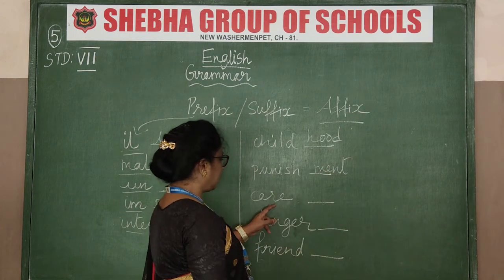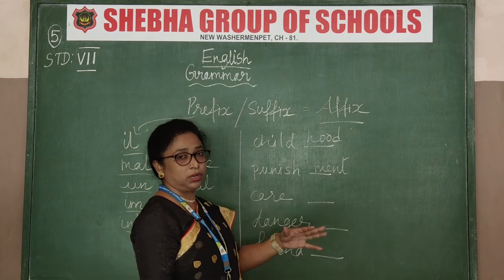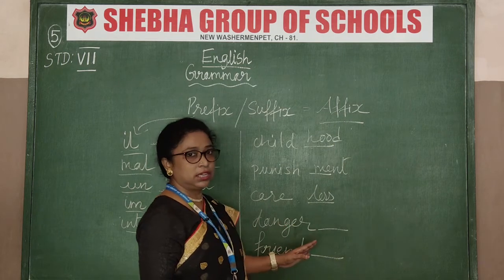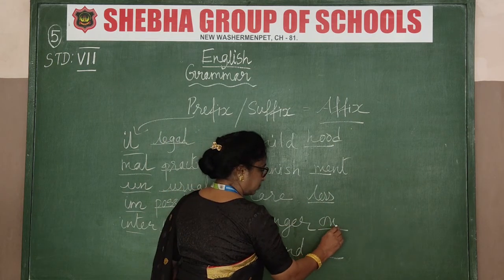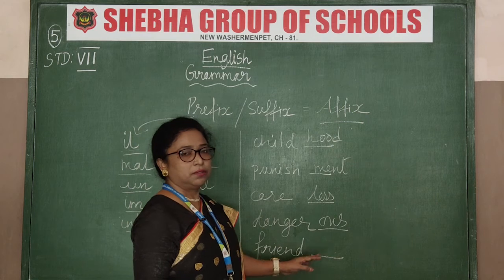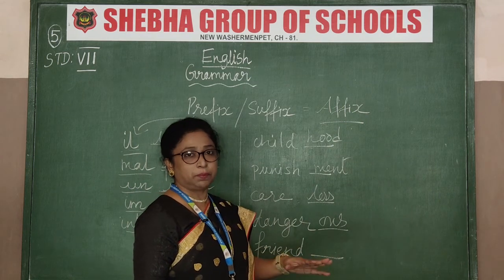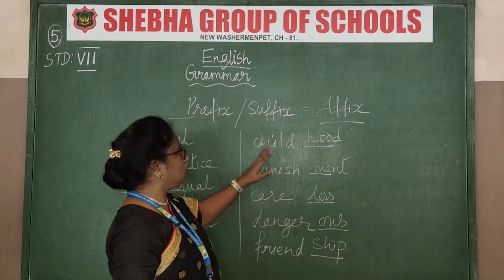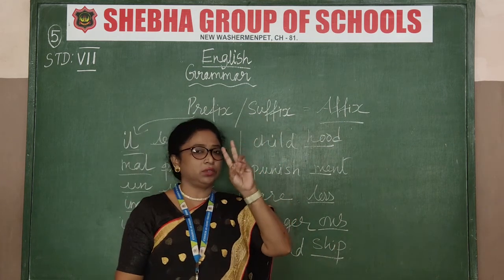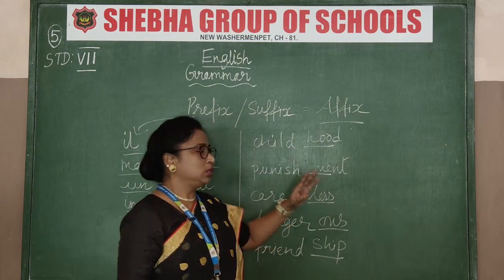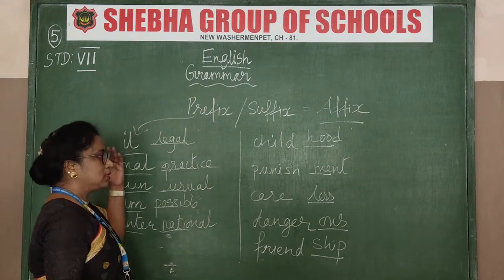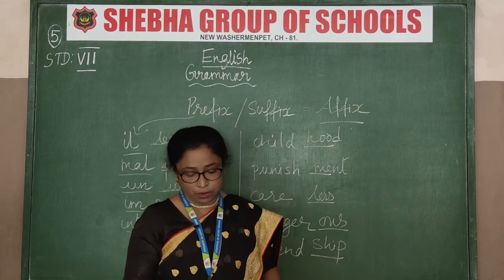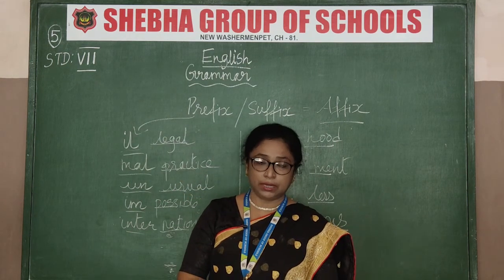Punishment. And then care: careless, careful. There are so many. So I am writing careless. Danger, dangerous. Then friend. Friendly also is correct, or friendship also is correct. So I am writing friendship. So these are the words. What is affix? Affix is divided into two, that is prefix and suffix. Prefix means it comes before the word, suffix means that which comes after the word. So this is it.